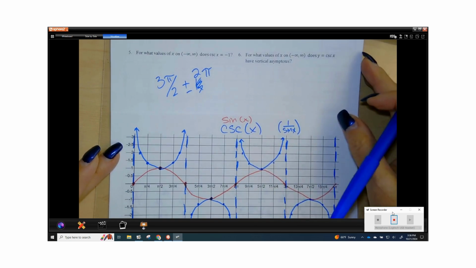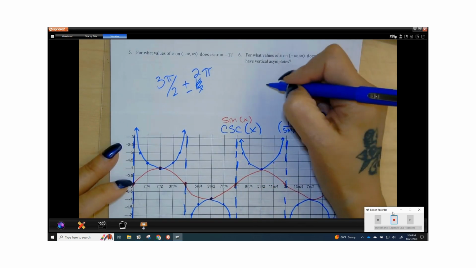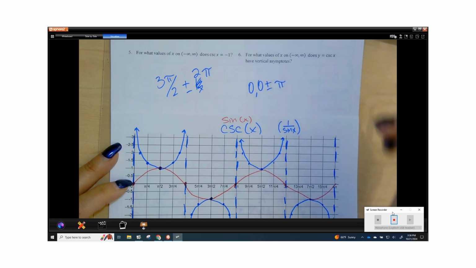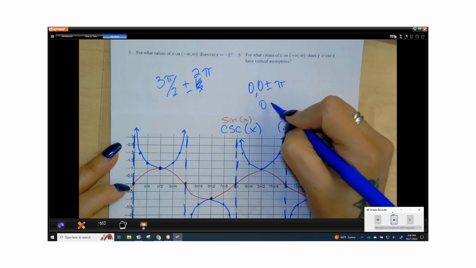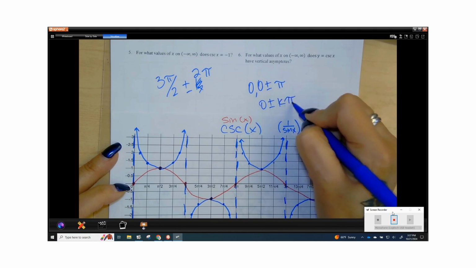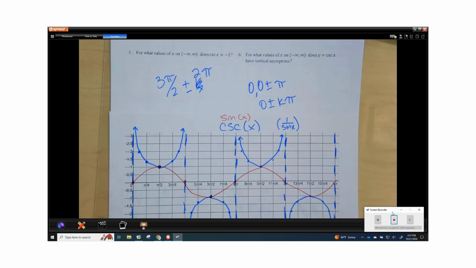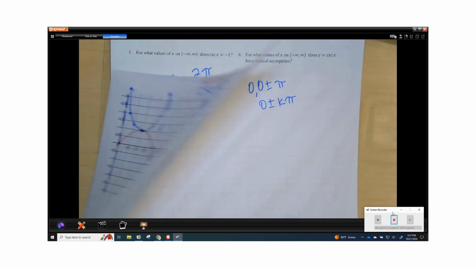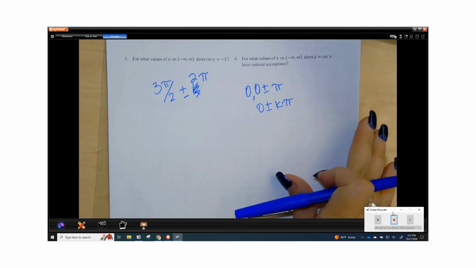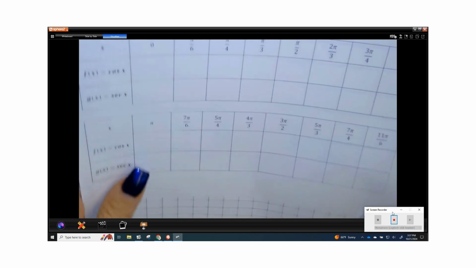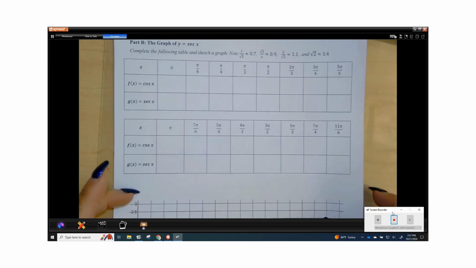And then where do we have vertical asymptotes? We have them at 0 and plus or minus pi. Or you could say 0 plus or minus k pi, because the asymptote happens every pi. Okay, so that's cosecant. Cosecant is 1 over sine. So now let's go to secant. Secant is 1 over cosine.